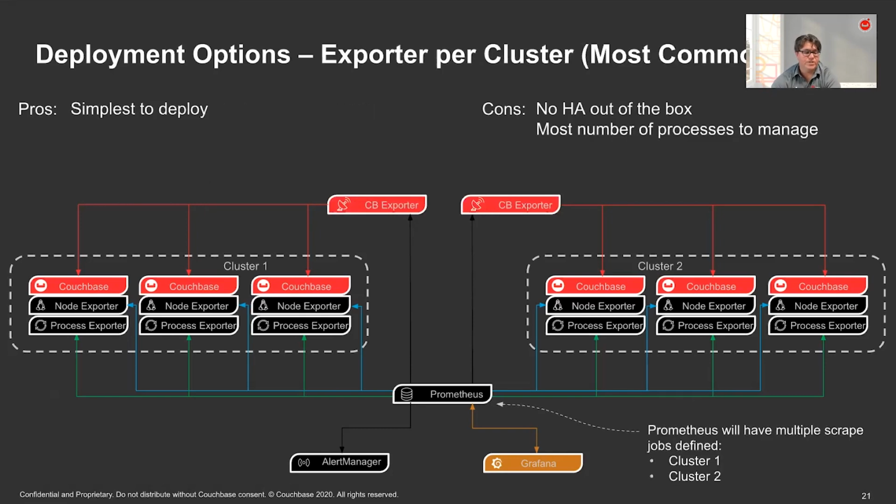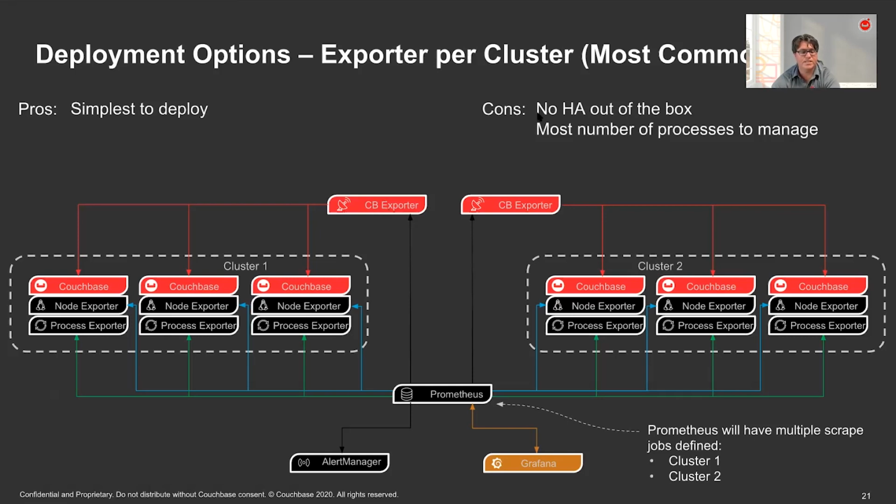So this version is the most common deployment model for the exporter, and it's to run one exporter with every cluster. The best way to set this up is in some kind of Terraform or system that's going to say that every cluster you get a Couchbase exporter. This is easily the simplest to deploy.